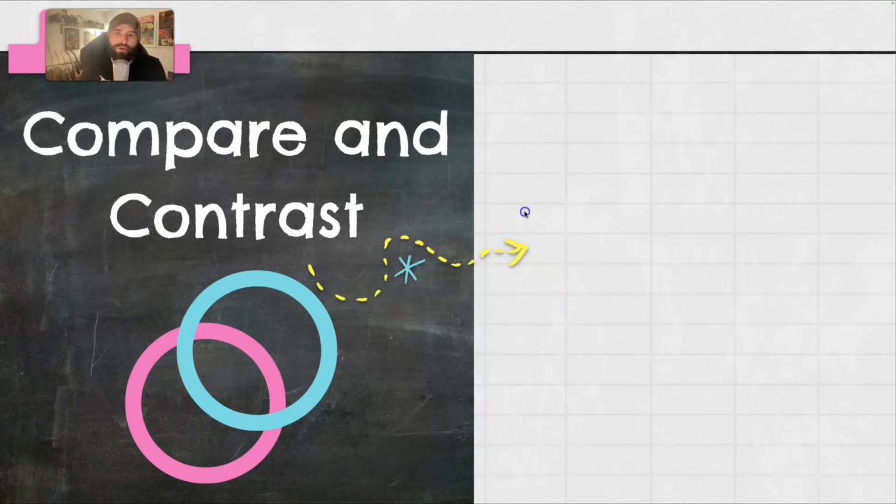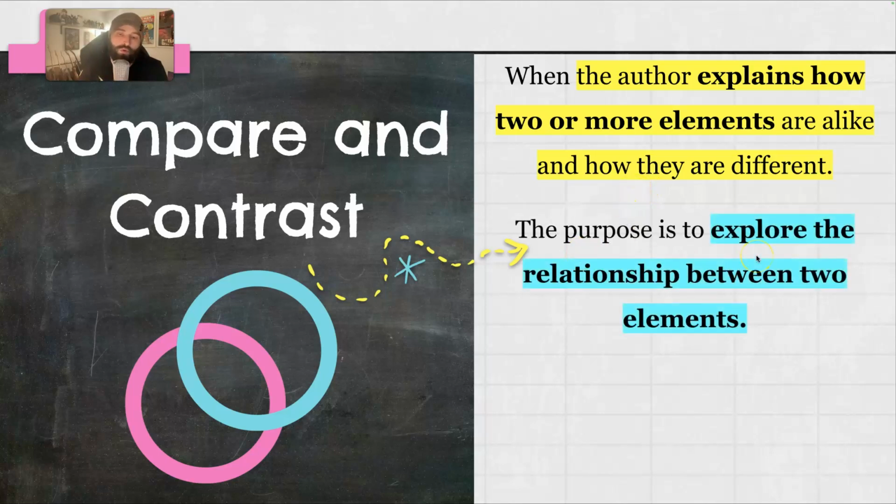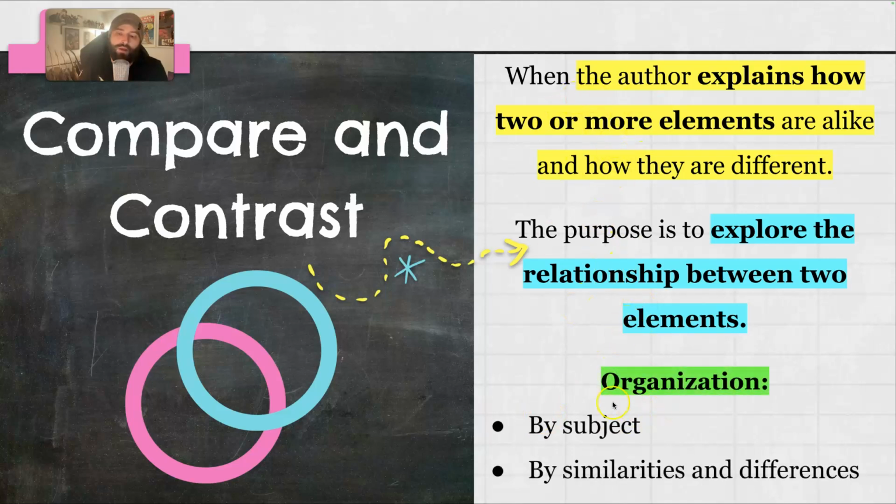Our next one here is compare and contrast. Now with compare and contrast, this is when the author explains how two or more elements are alike and how they are different. The purpose is to explore the relationships between two elements. Notice here we have our yellow and our blue again, first bullet, second bullet, and then it was organized either by subject or by similarities and differences.